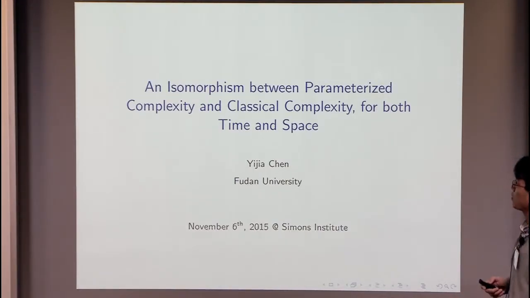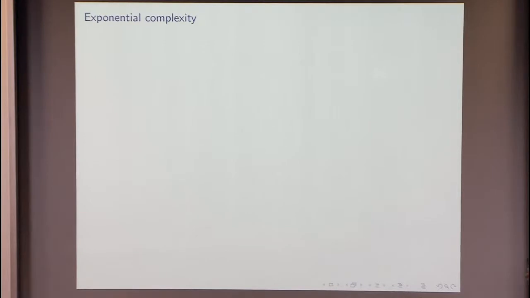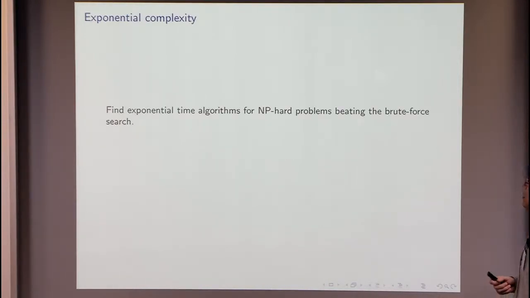Okay, so let's go back to exponential complexity and parameterized complexity. We have seen a lot of results this week showing there's a close connection between the two areas. But if you go back to the original motivation of these two areas, you see some difference. In exponential complexity, or algorithms, we want to find exponential time algorithms, or exact algorithms, for NP-hard problems that can be significantly faster than the brute force search.